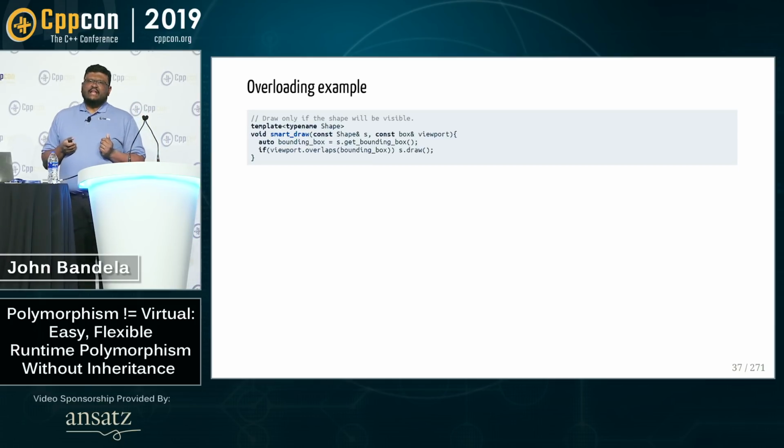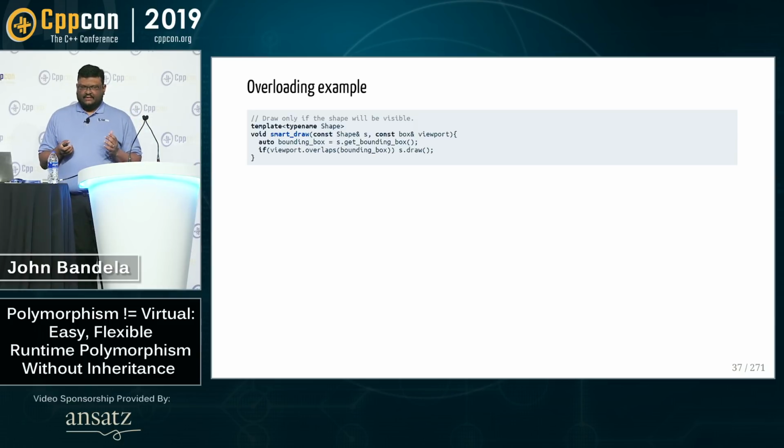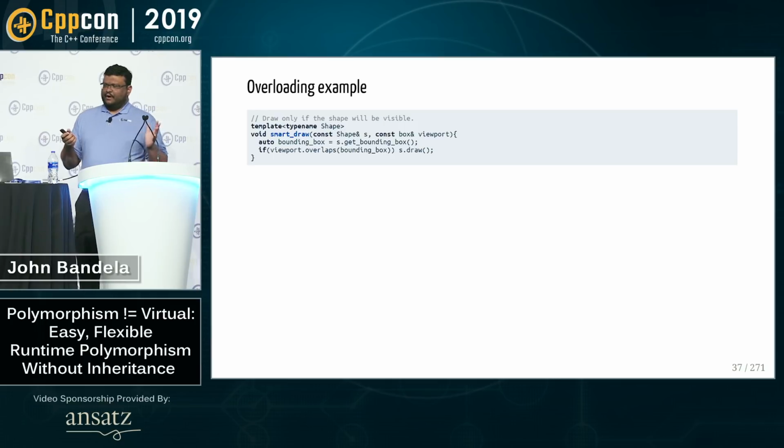All right. So let's do an example. Let's write a function called SmartDraw. SmartDraw is going to take a shape and a box representing the viewport, and it's going to get the bounding box. If the viewport overlaps the bounding box, it will draw it. If there's no overlap, there's no sense wasting our time trying to draw something that no one will ever see. This is like if a tree falls in the woods and nobody hears it, did it fall? Or did it make a sound?